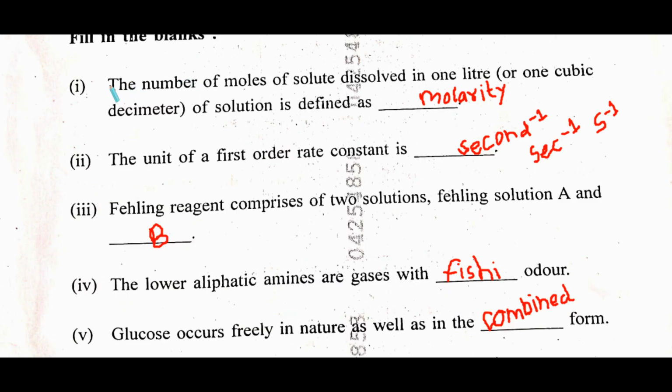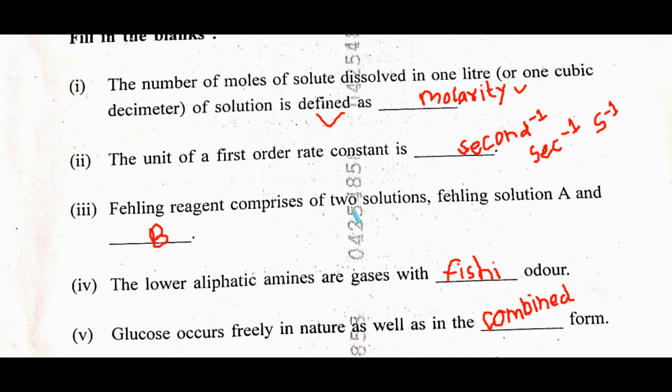Now the questions are in fill in the blanks. The number of moles of solute dissolved in 1 liter or 1 cubic decimeter of solution is defined as molarity. The unit of first order rate constant, it is second inverse, sec inverse, or s inverse, any of these you could write.